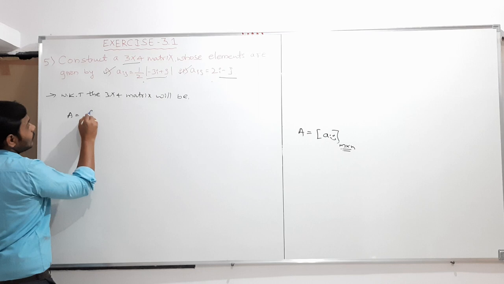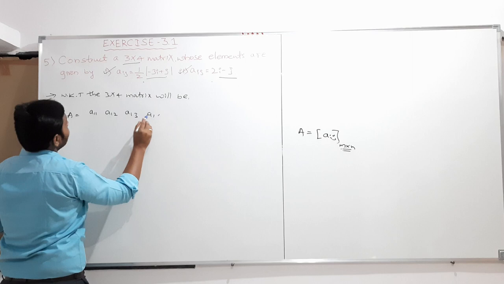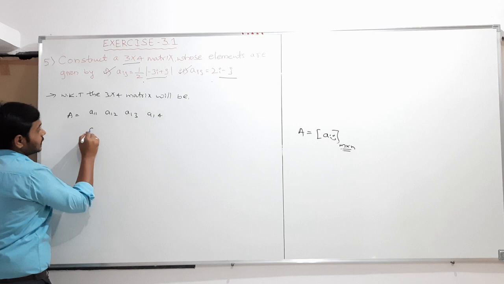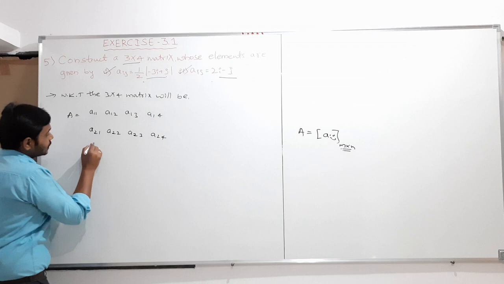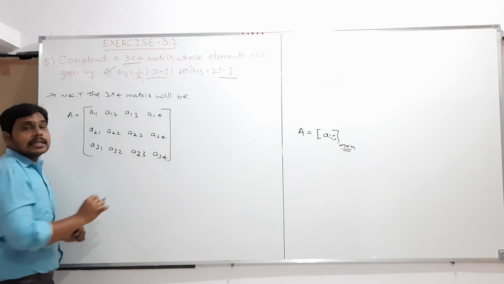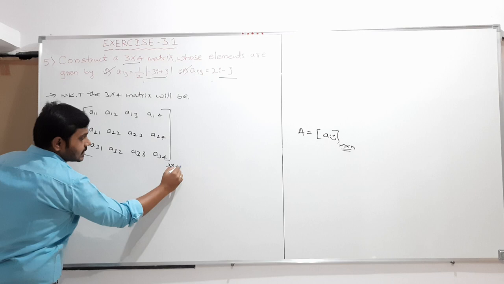A11, A12, A13, A14. How many rows and columns are there? 3 rows and 4 columns, so 1, 2, 3, 4, up to here I should write 4. Next, A21, A22, A23, A24. And next, A31, A32, A33, A34. Here are 3 rows: 1, 2, 3, and 4 columns: 1, 2, 3, 4. So this is the matrix of the order 3 cross 4. Generally we will write the matrix like this.